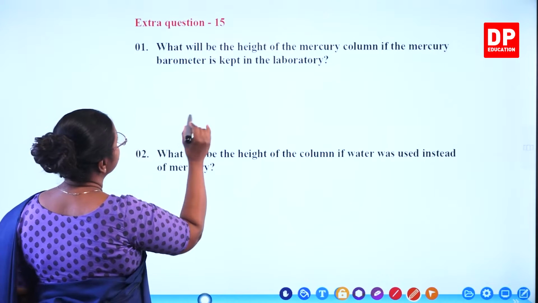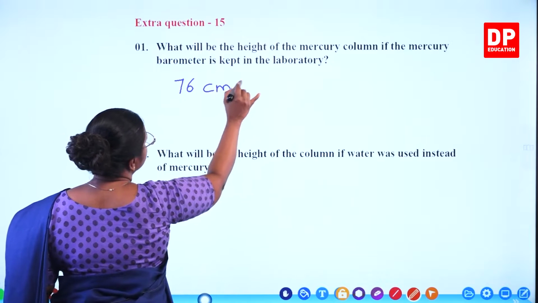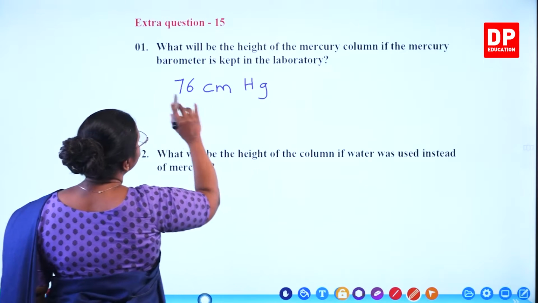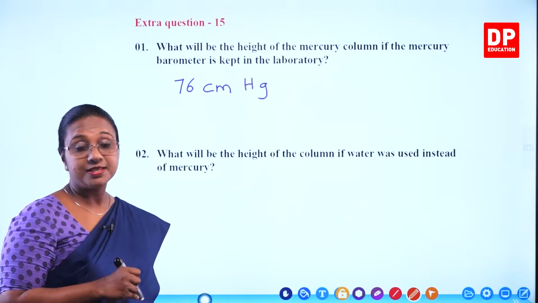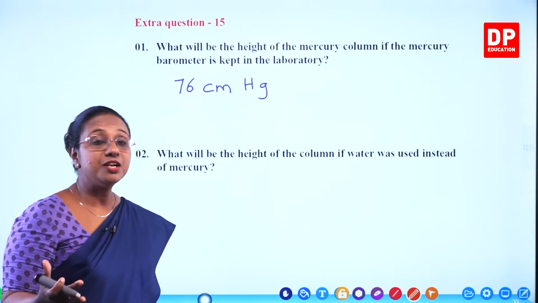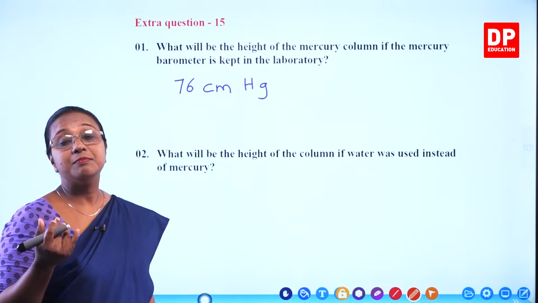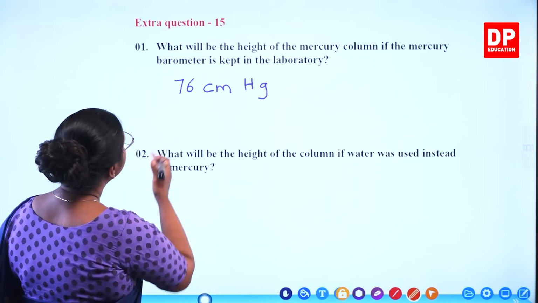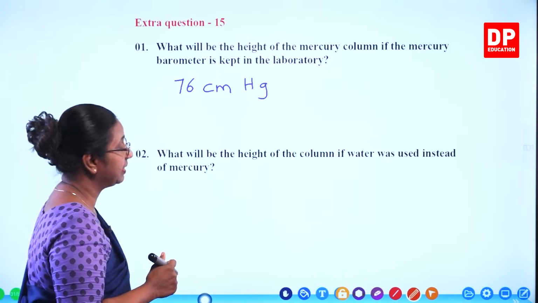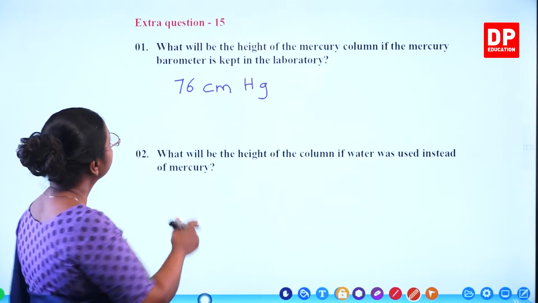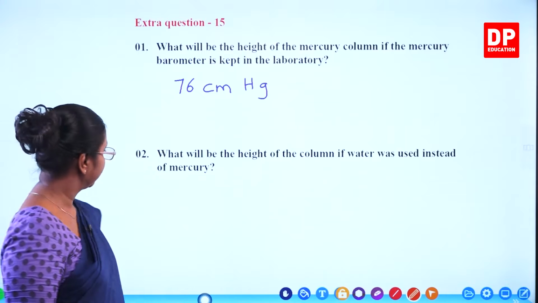So, here we will say 76 centimeter mercury. Since they have not given us where the lab is, if you want, just to confirm your answer, you can also say if it is at mean sea level. But here, what will be the height of the mercury column if the mercury barometer is kept in the laboratory? If we write it as 76 centimeter mercury, that is correct.